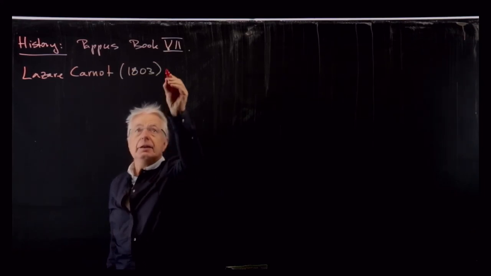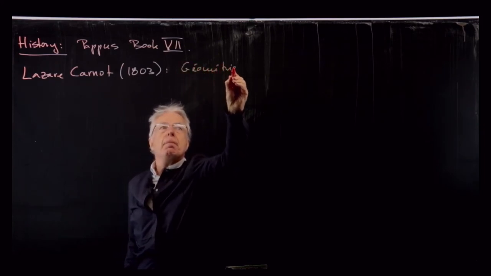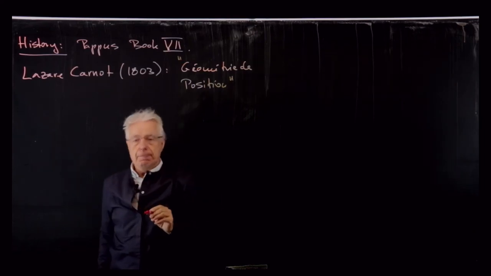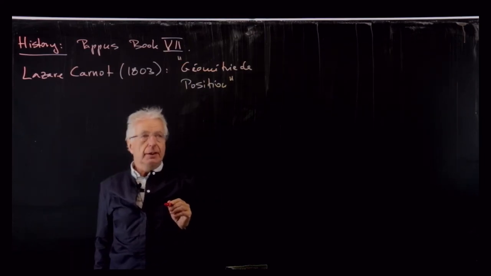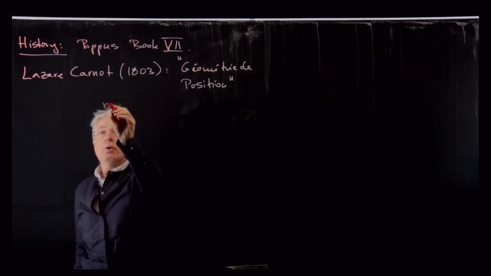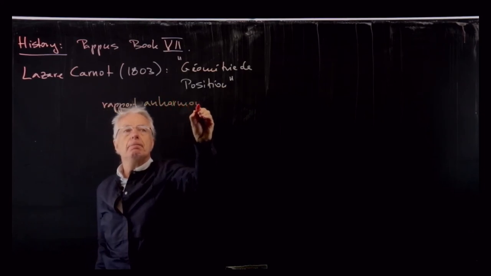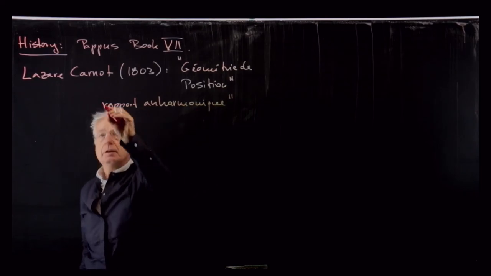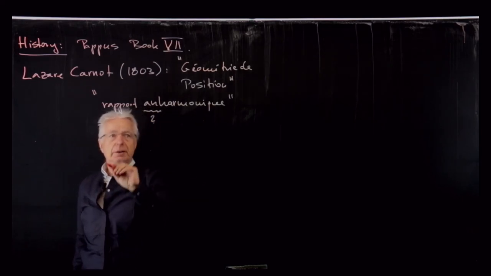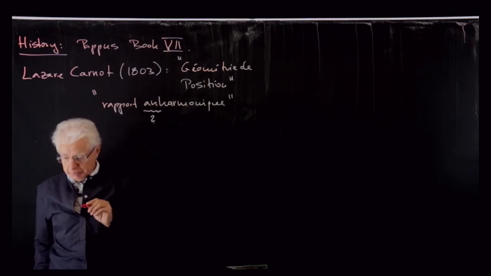So he had an article or a book, Géométrie de position. And the name cross ratio in French was not used. It was called rapport anharmonique. I did not figure out yet what this 'an' here means, but I will give you in a moment a geometric picture for this.